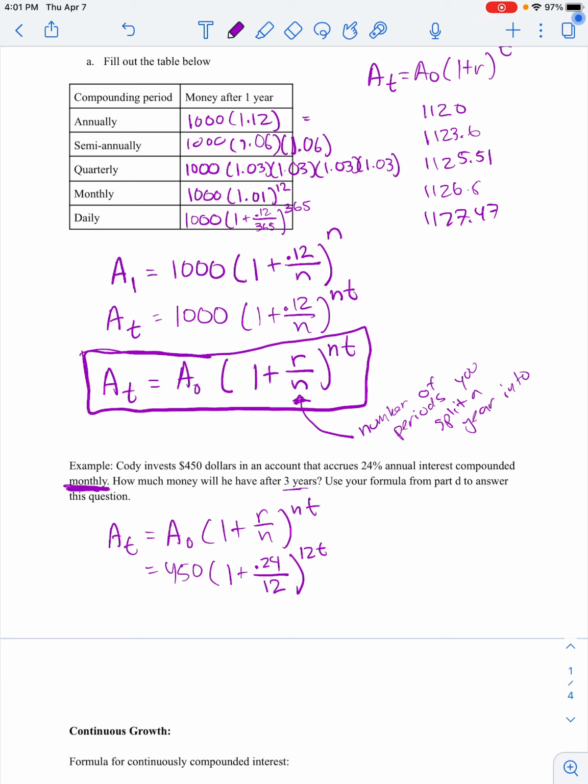In this case, we are trying to figure out how much money he has after 3 years, so you're going to plug in 3 for t and then use your calculator to figure out what this is. We should get about $918. If we were putting it into an account that has 24% annual interest but was compounded quarterly, we would make those n's 4s instead of 12s, and we would solve it out the same way.